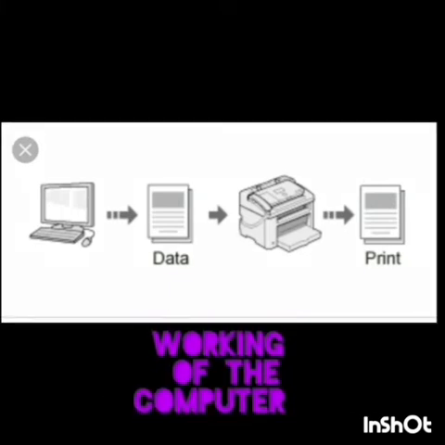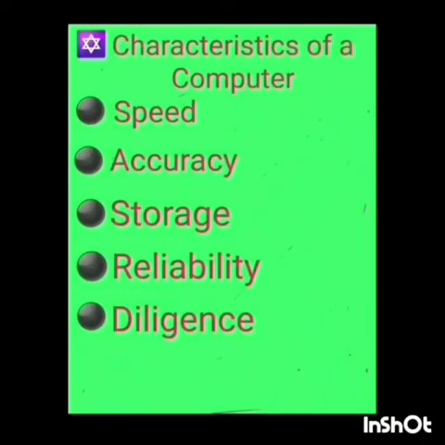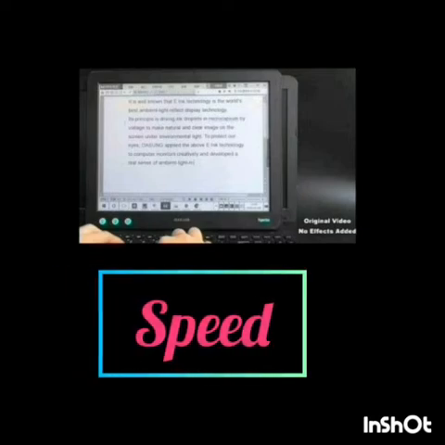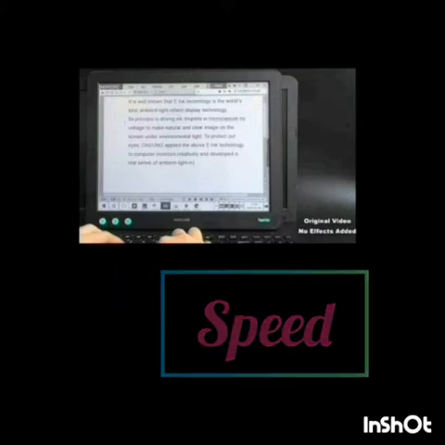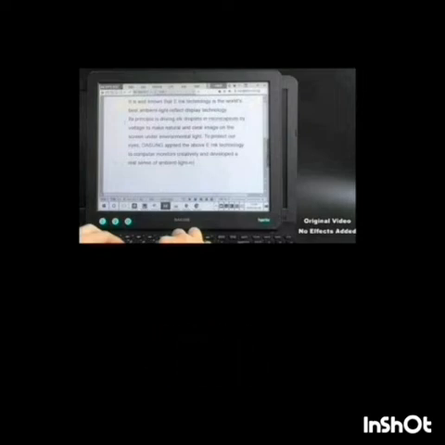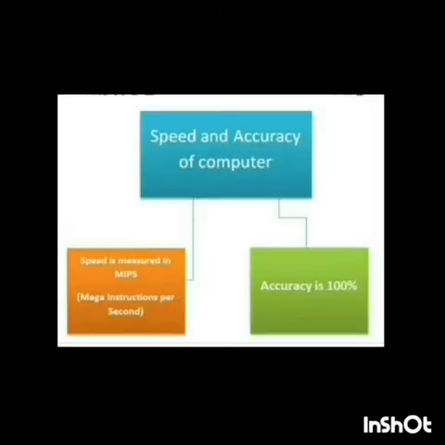Now students, see here the characteristics of a computer. First is speed, accuracy, storage, reliability and diligence. Okay, speed. A computer has the ability to perform complex, it means difficult, activities like processing data and calculating large numbers quickly. It means very fast.